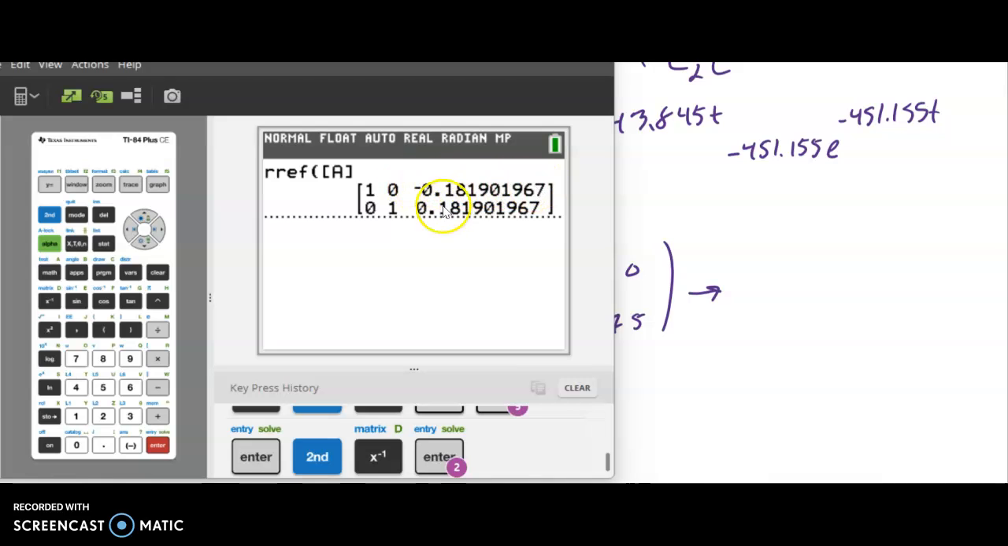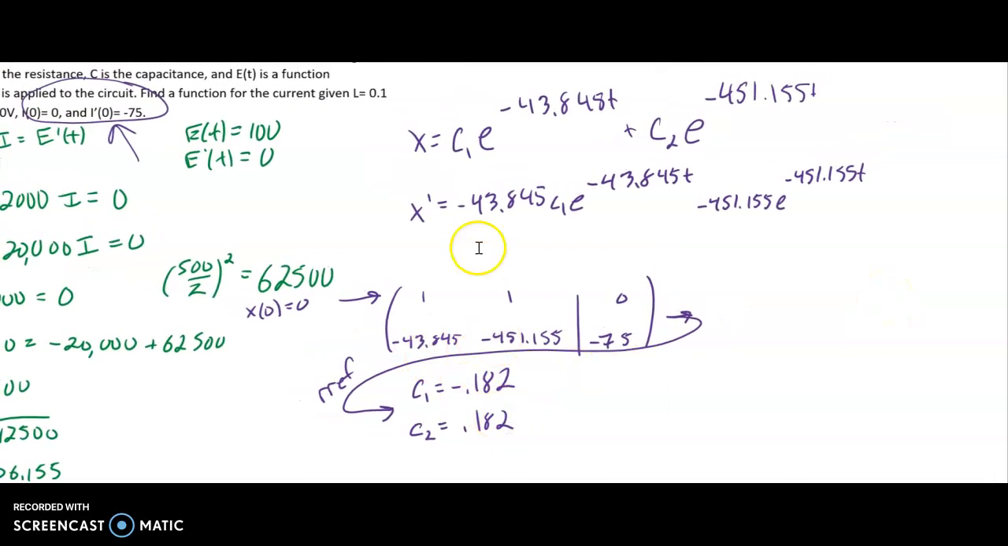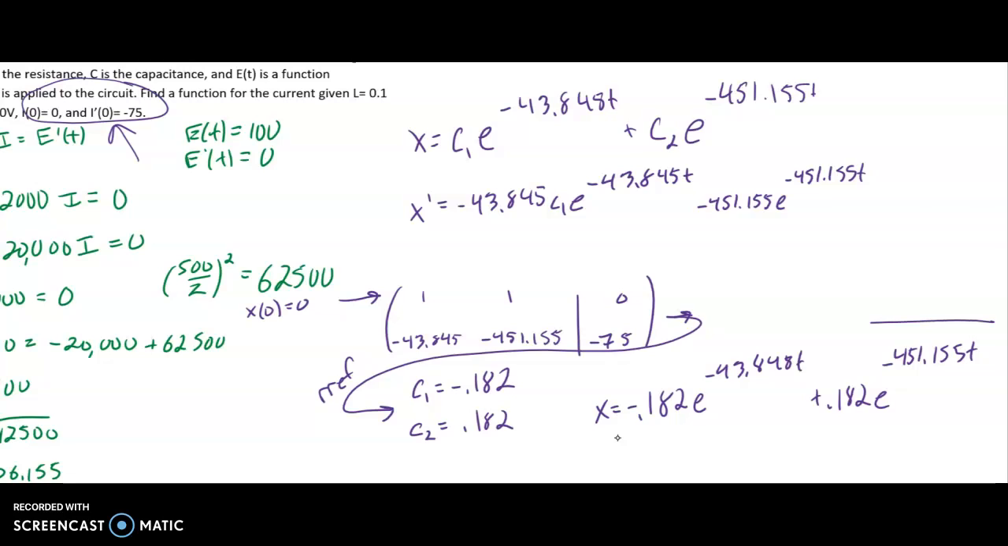So this is my C1 value. This is my C2 value. So my little arrow, I'm going to make it go like that. I'm going to write RREF so I indicate how I got that. And all I have to do then is take these two values and put them in here. So my final solution is going to be x equals negative 0.182 e to the negative 43.845 t plus 0.182 e to the negative 451.155 t. Before I go any further, we'll box this.